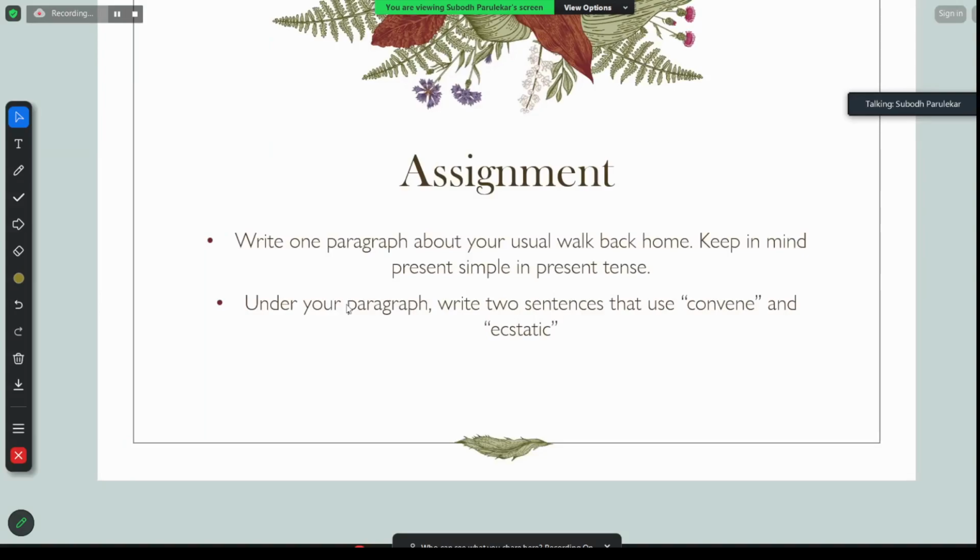Just talk about your usual walk back home, and try to keep in mind what we learned today as well. So try to talk in present simple tense. Look at your notes to see how to write it. And then under that paragraph, you can write 2 sentences that use convene and ecstatic, which are the 2 vocabulary words we learned today. Great.